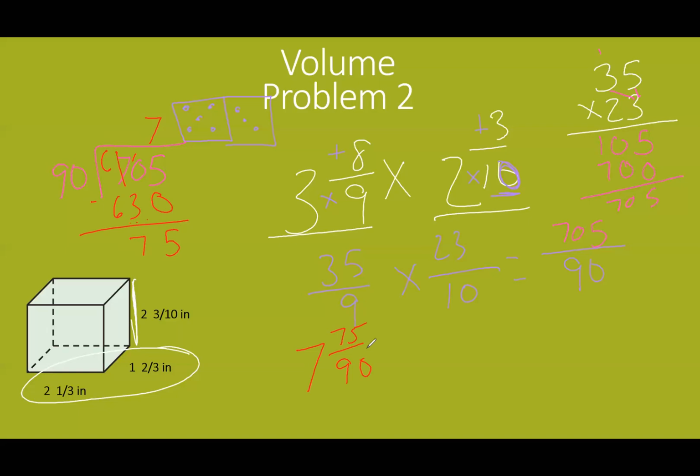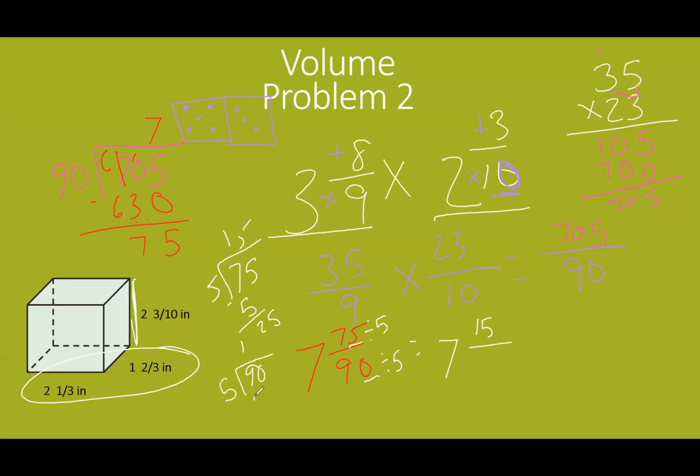But you know what? That is definitely 100% not in lowest terms. And how I know that is, this is a 5 and that's a 0. That means it can be divided by 5. Let's see what we get. 75 divided by 5 is 15. 15 over, and then 90 divided by 5.